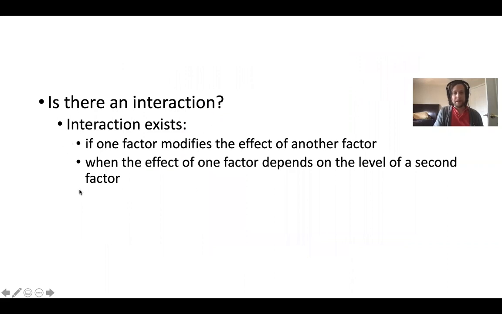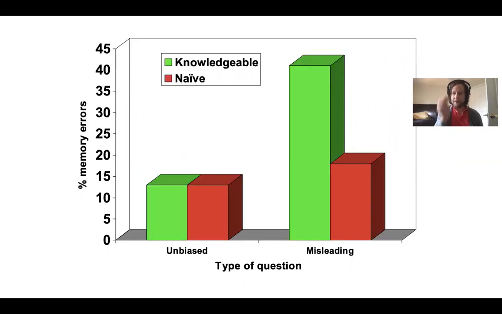So this example, once again, illustrates these ideas right here. One factor is modifying the effect of the other factor. The effect of one factor does depend, in this example, on the levels of the other factor. That is what an interaction is, and this is an example right here. Questions or comments so far?